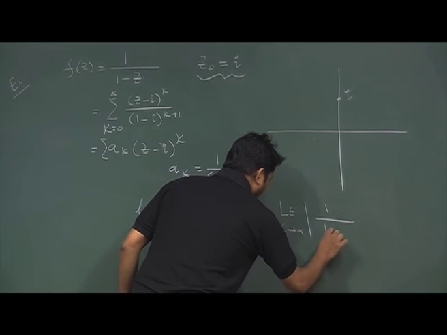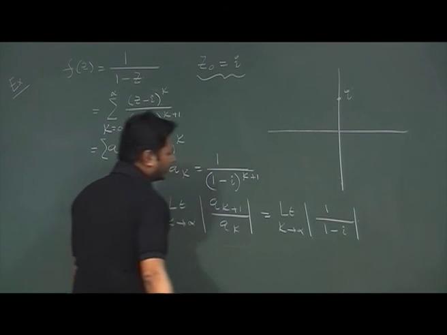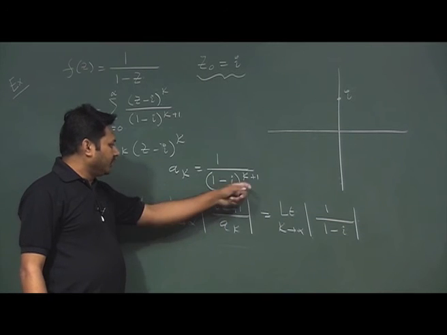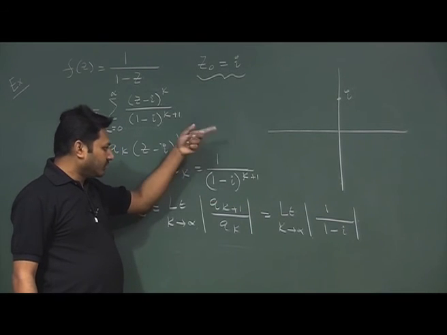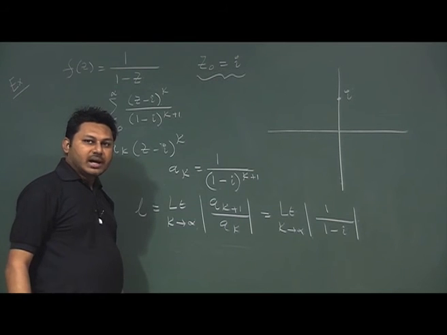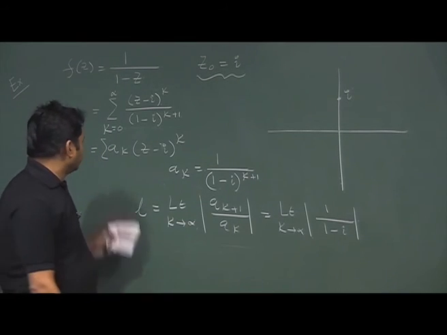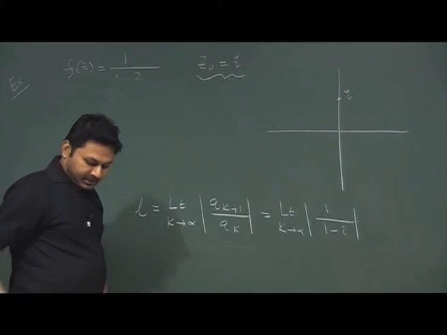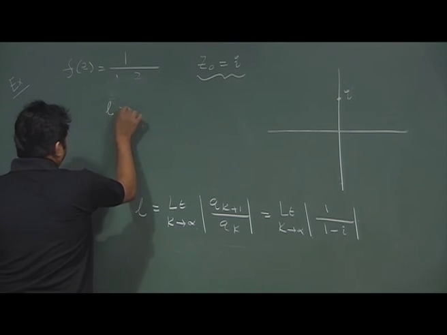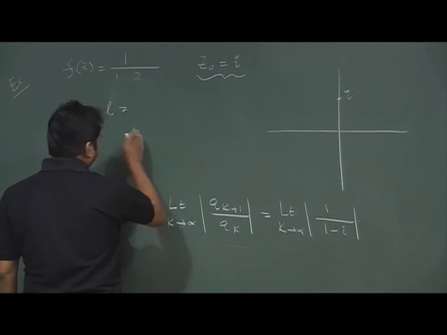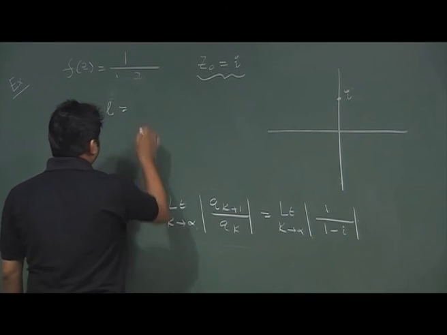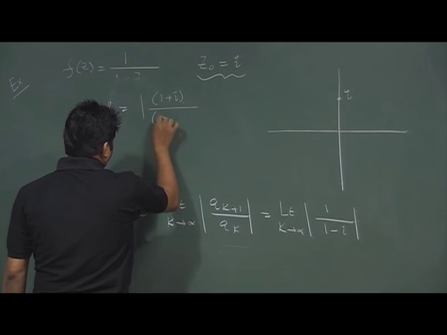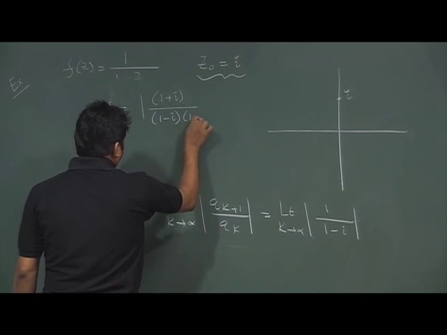which means the limit as k tends to infinity of 1 by (1 minus i). For a_(k+1) it will be k plus 2, and for a_k it will be k plus 1 in the exponent, so in the end we have just 1 by (1 minus i). Once you have that, you can have the value of L. Since it is a modulus, k is not important here because k is not there at all. So it is (1 plus i) divided by (1 minus i)(1 plus i).